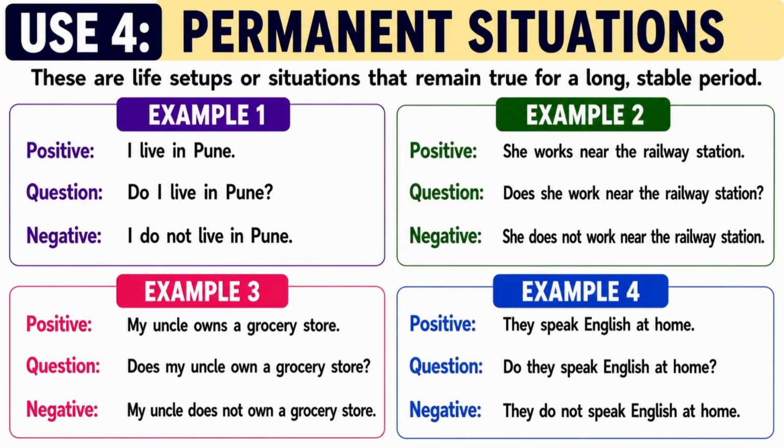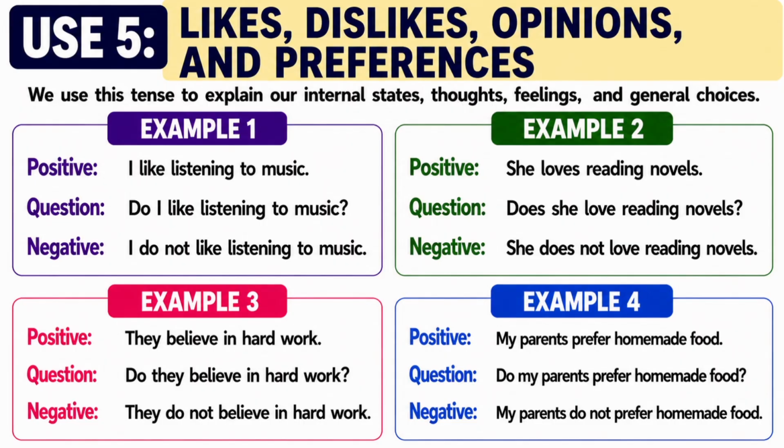Example 4. Positive. They speak English at home. Question. Do they speak English at home? Negative. They do not speak English at home. Now let's move to the fifth use. The fifth use is likes, dislikes, opinions, and preferences.